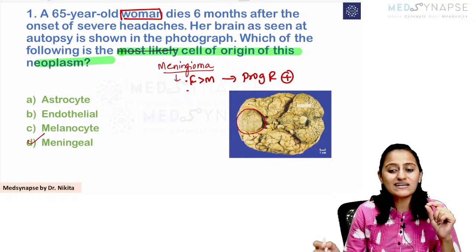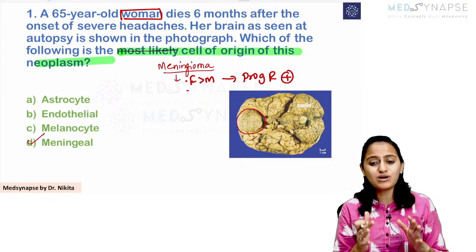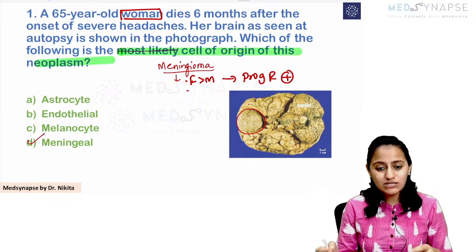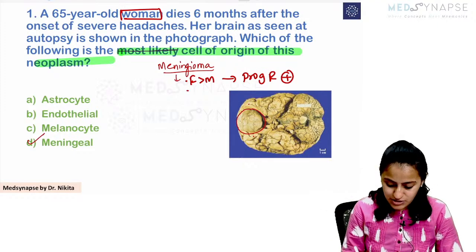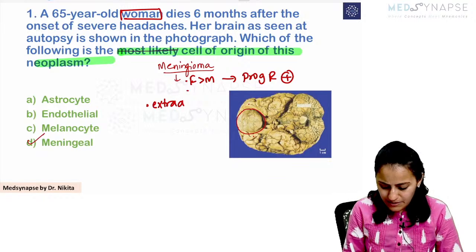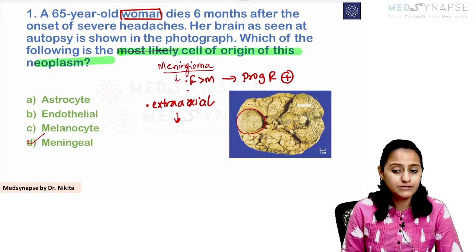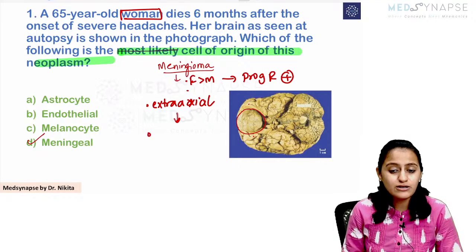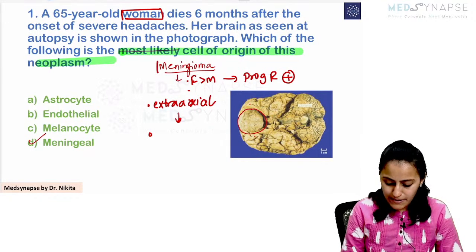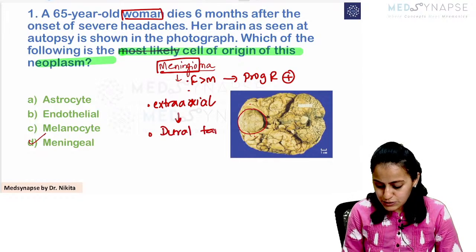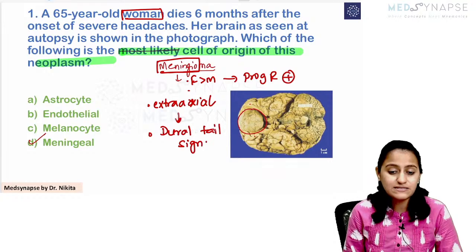This is not a glioma. Glioma is an intraaxial tumor in the brain parenchyma. Meningioma, on the other hand, coming from the meninges, is going to be an extraaxial tumor. What sign do you see on radiology, CT, MRI? Remember meningioma, which are the meninges? Dura is the meninges. It is the dural tail sign that we see.